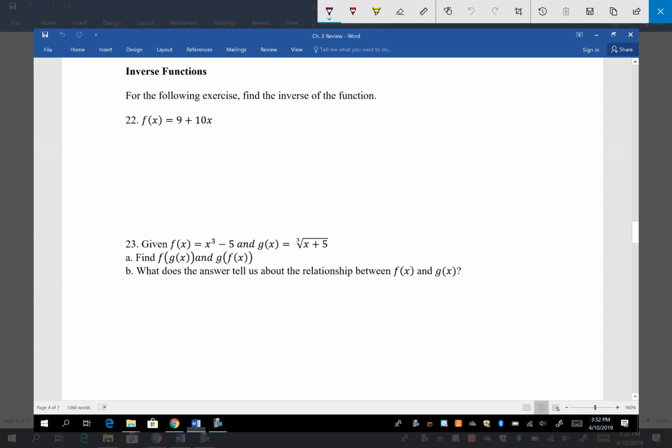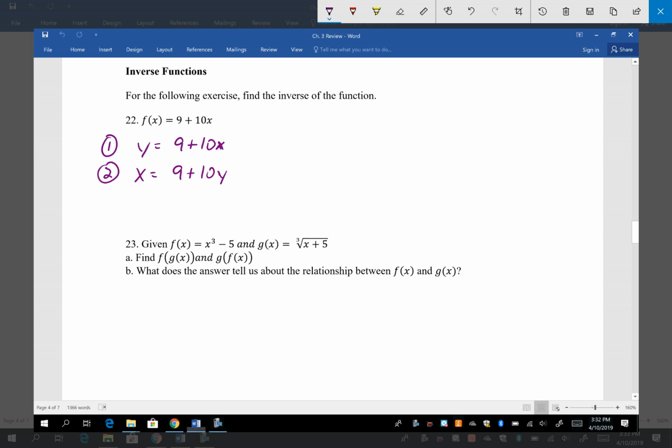All right. 22. Find the inverse of this function. I think we did this at the very last lesson with 3.7, where you had to follow those 4 steps. Who remembers step 1? F of x becomes y. So step 1 is y equals 9 plus 10x. That's step 1. What's step 2? Switch. Very good. So x equals 9 plus 10y.